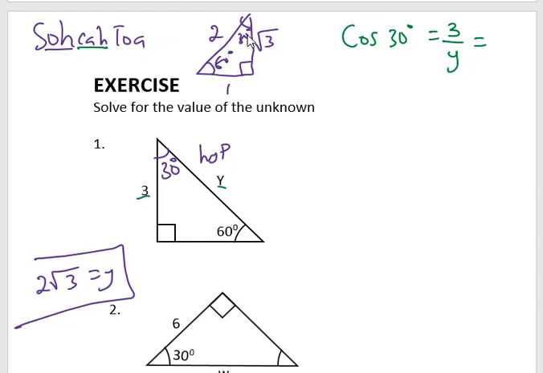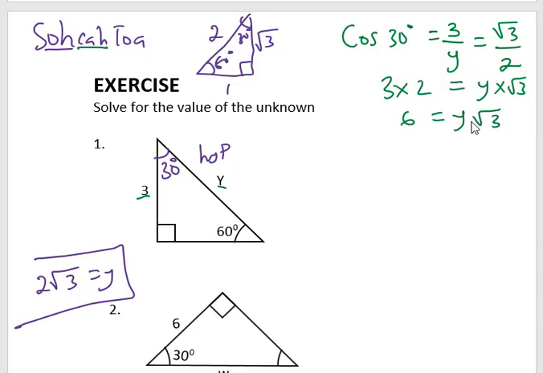Let's check cos 30 here. Adjacent is √3 over 2. So we're also having √3 over 2 again. See that if you do the same thing, so cross multiply, we're going to have 3 times 2 again is equal to y times √3, and then 6 is equal to y√3. So whichever way will give you the answer, it's just that you understand it and do the right thing.